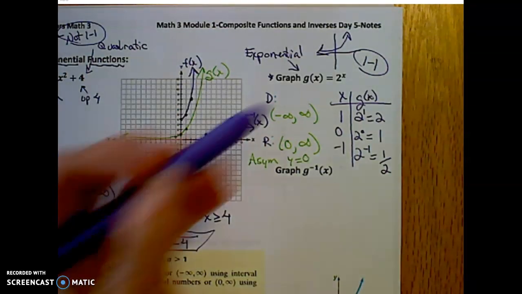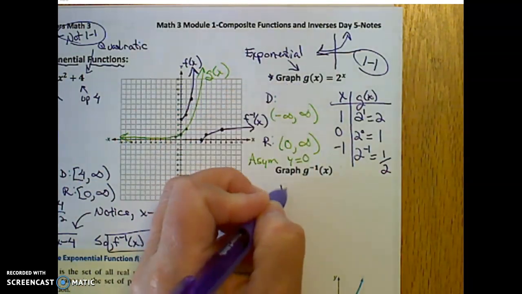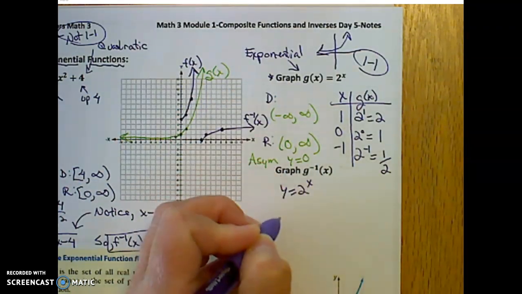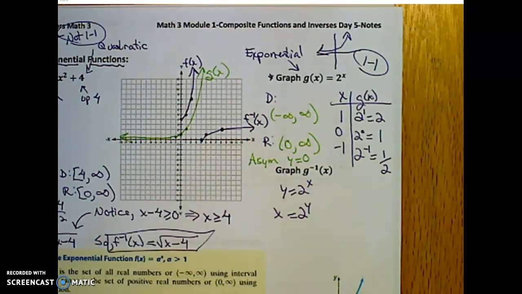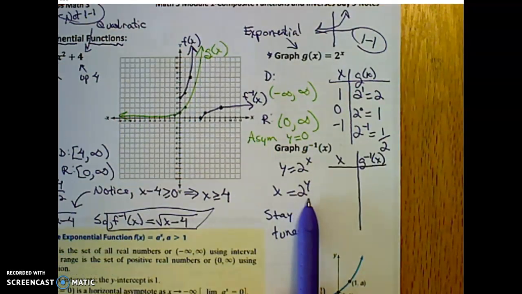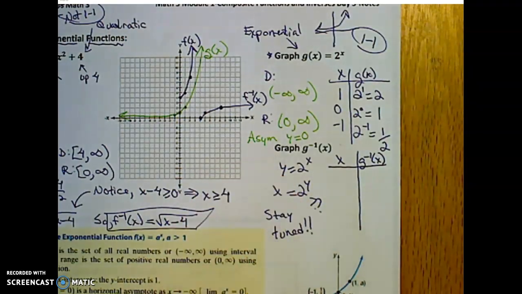If I asked you to find the inverse of this function, g inverse, you would rewrite that as y is equal to 2 to the x. You would switch the x and y and solve for y. I'll pause. I don't know if you noticed, but it's impossible to get that y out of that exponent. To solve for y, it's impossible to do that with what you know so far. Stay tuned. We're going to see this soon.